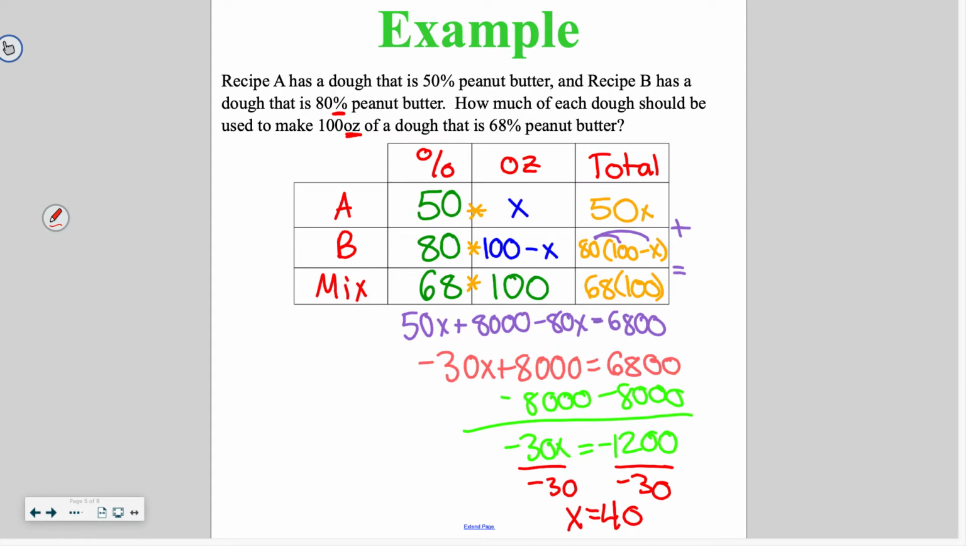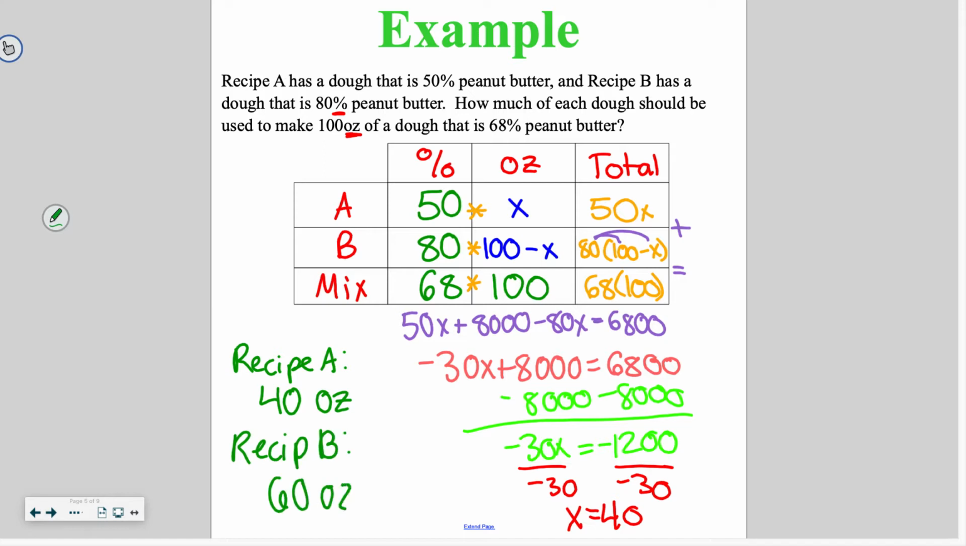Now I need to make sure I answer my question, which was how much of each dough do we need? So we figured out x, which is A. So recipe A, we need 40 ounces. We want to get up to 100, so for recipe B, I have to do 100 minus 40. So of recipe B, I need 60 ounces.